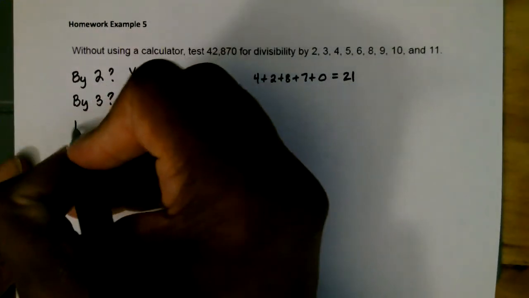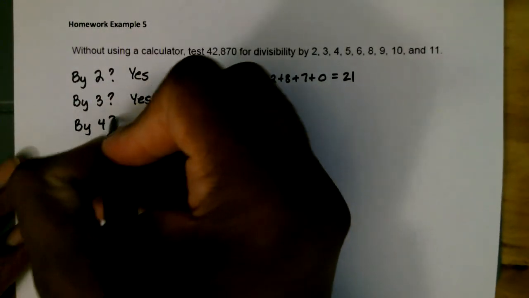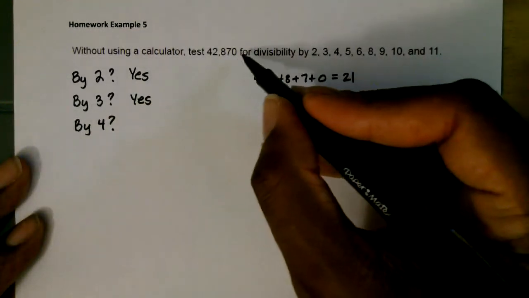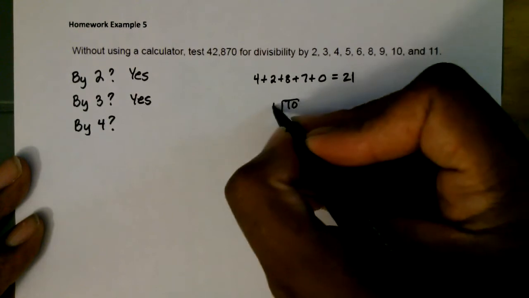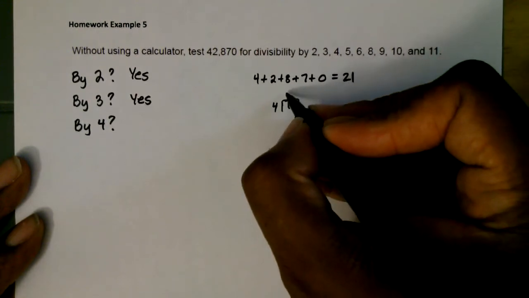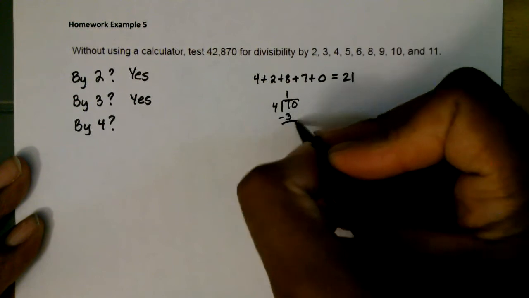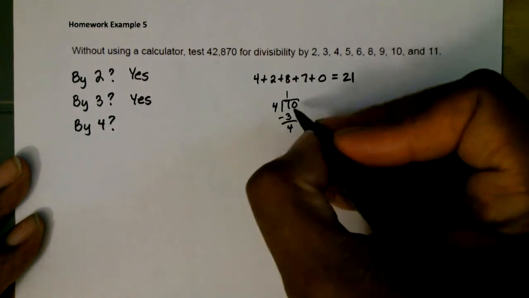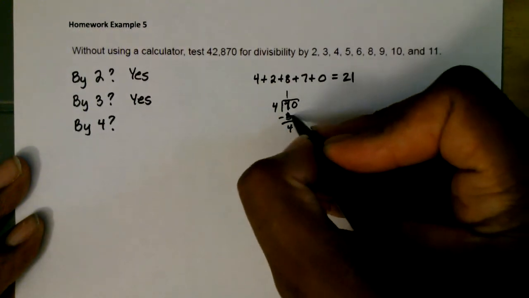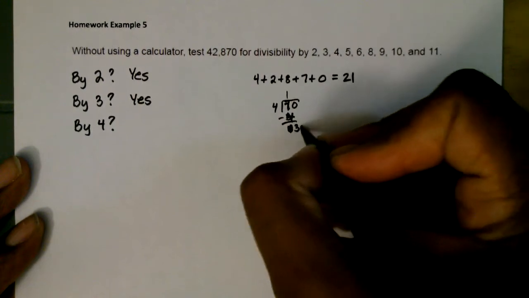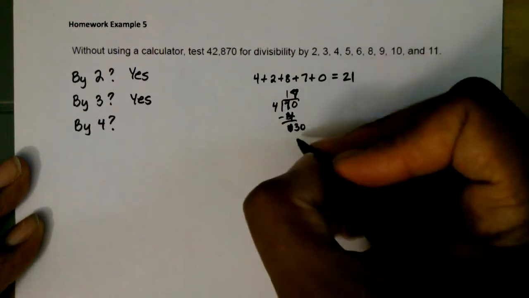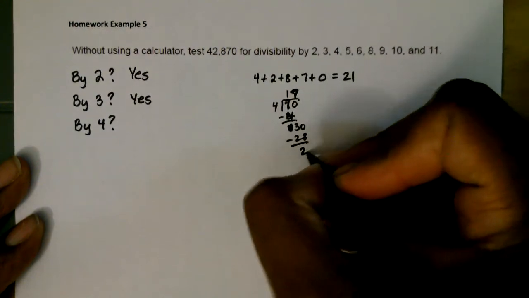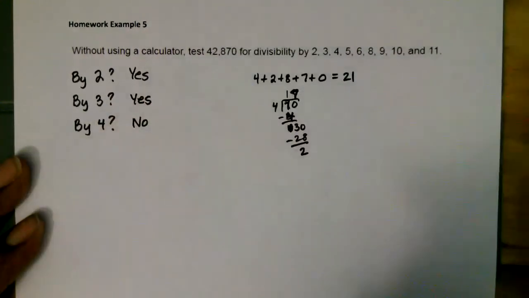Let's see, by 4. The last 2 digits are 70. So if I take 70 and divide by 4, this will go 1 time. Four goes into 30, 7 times. I'm going to get a remainder of 2. So we know it's not divisible by 4. So the answer there will be no.